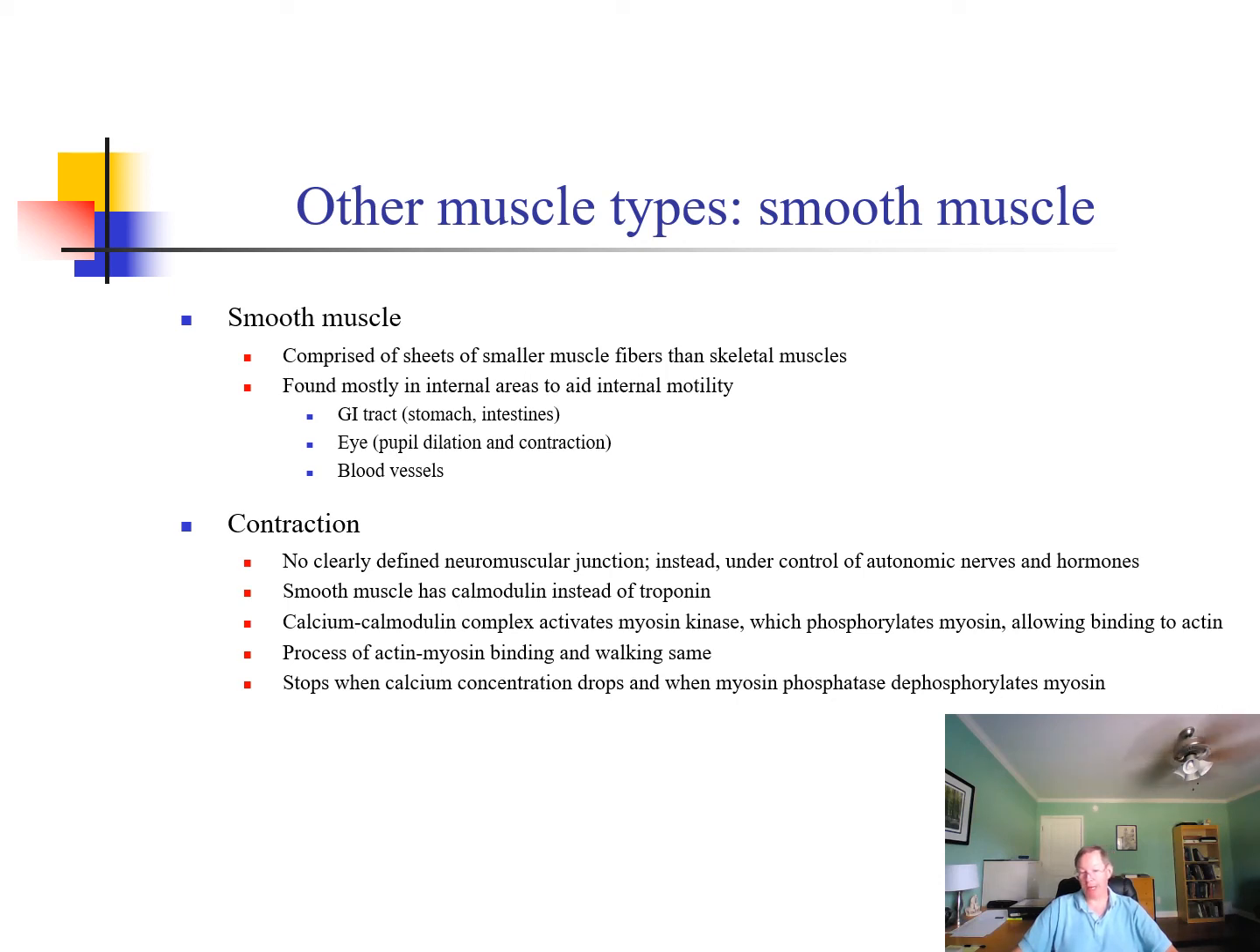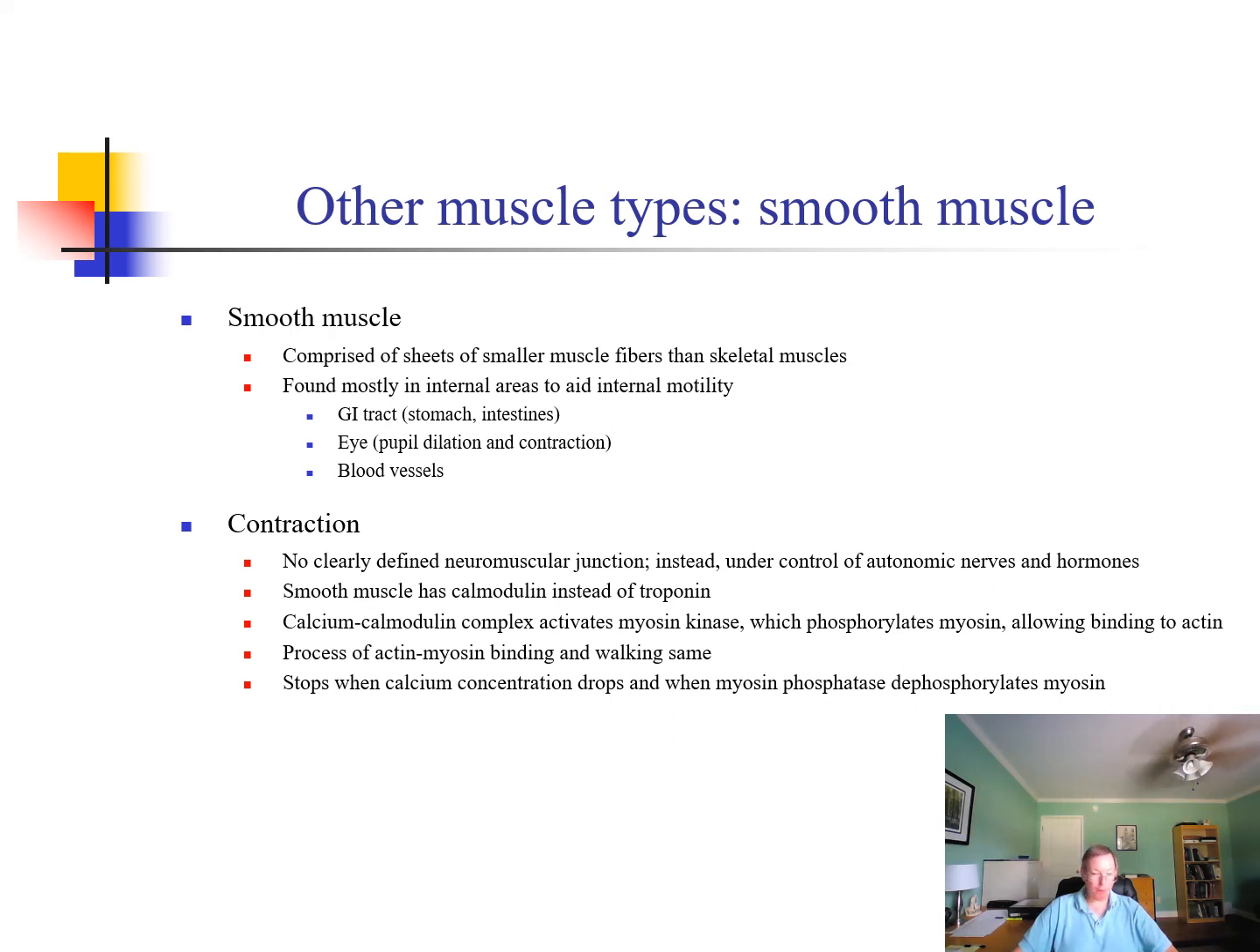Now, once the myosin binds to the actin, you'll get a pivot in that myosin head, and it will walk one little unit along the actin filament. You also have a drop in calcium calmodulin concentration, and when that happens, another enzyme, myosin phosphatase, will be activated that will dephosphorylate myosin.